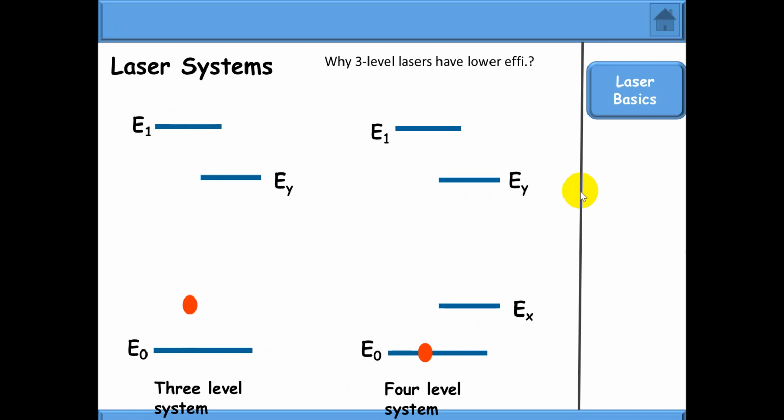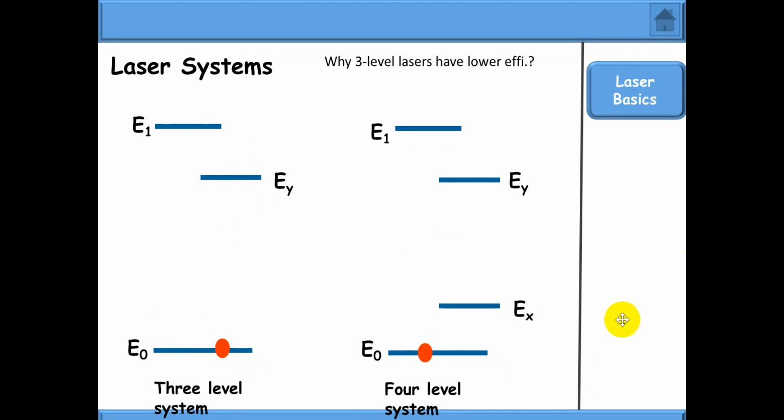What is this process? Pumping. This is a very fast relaxation. Atoms pumped to the E1 level undergo a quick relaxation. After that, a passing photon can stimulate an atom to undergo stimulated emission, and the laser occurs from this transition.